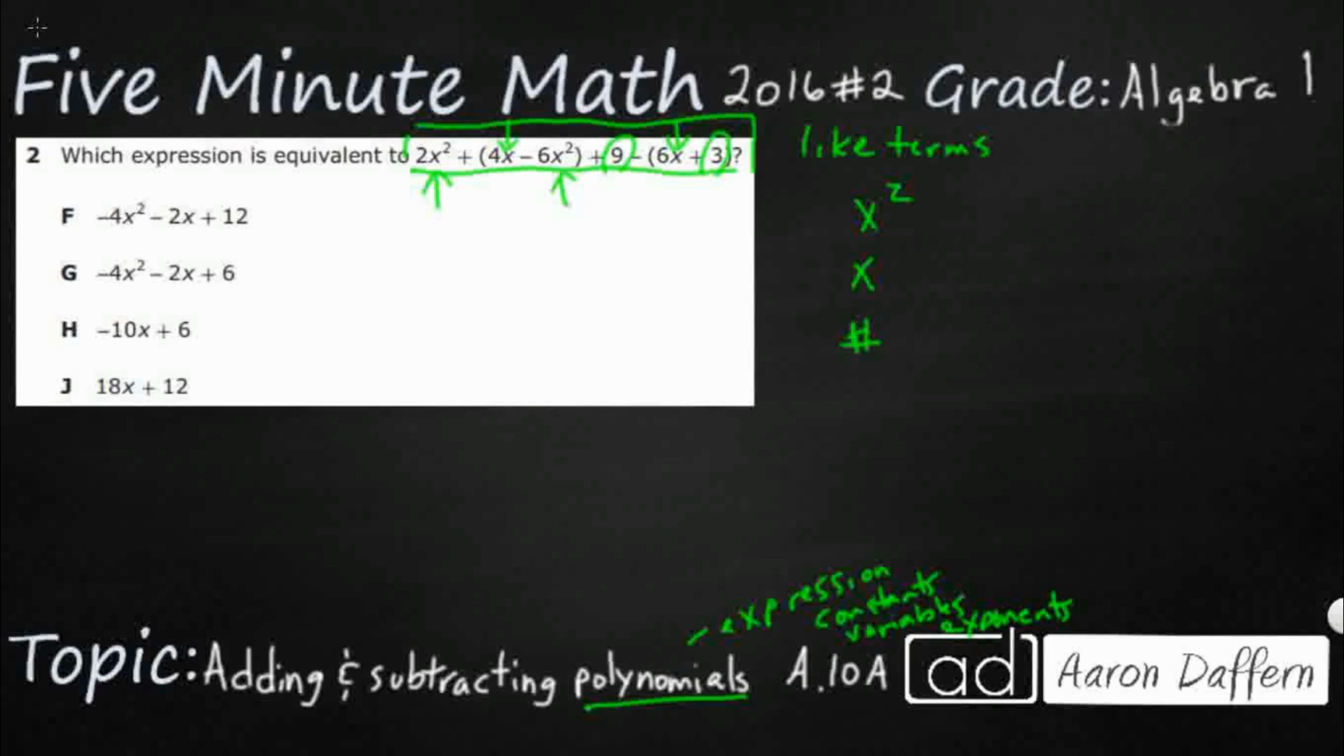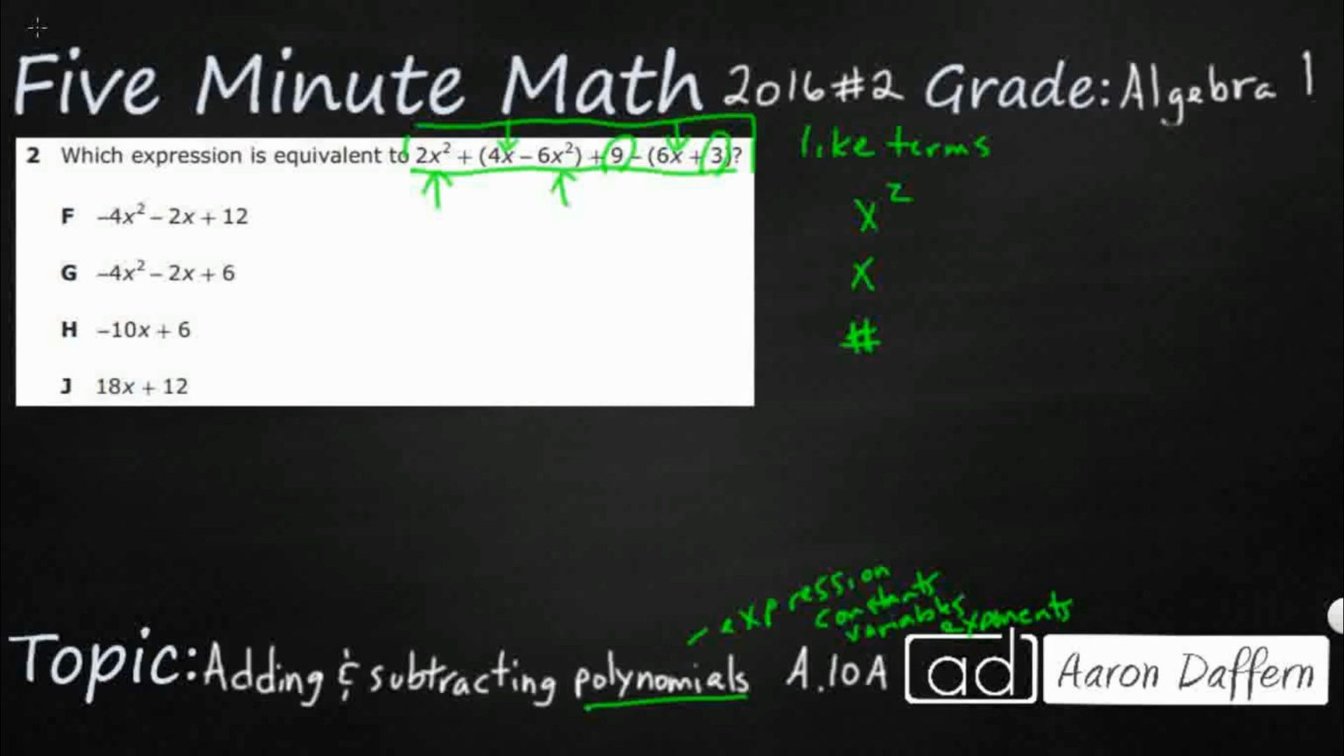So I've got 3 different sets of terms, and I can only combine the x squareds with other x squareds. I can only combine the x's with other x's and the numbers with other numbers. It's like apples and oranges and bananas. They're 3 totally separate fruit, and you can't necessarily combine them when you're counting them. So let's start with our largest, right?